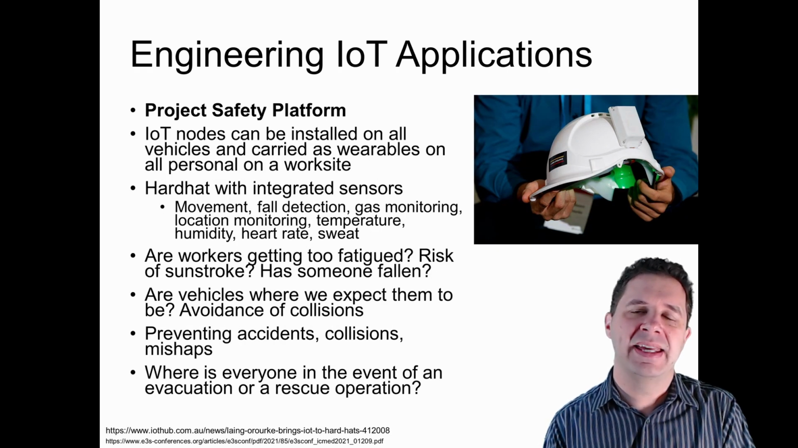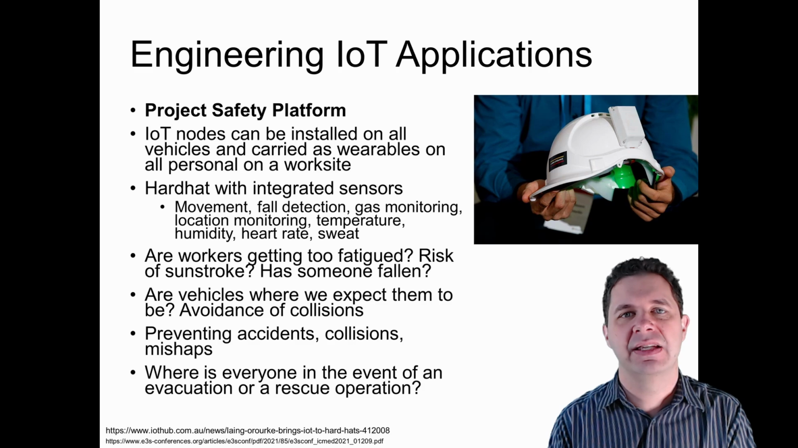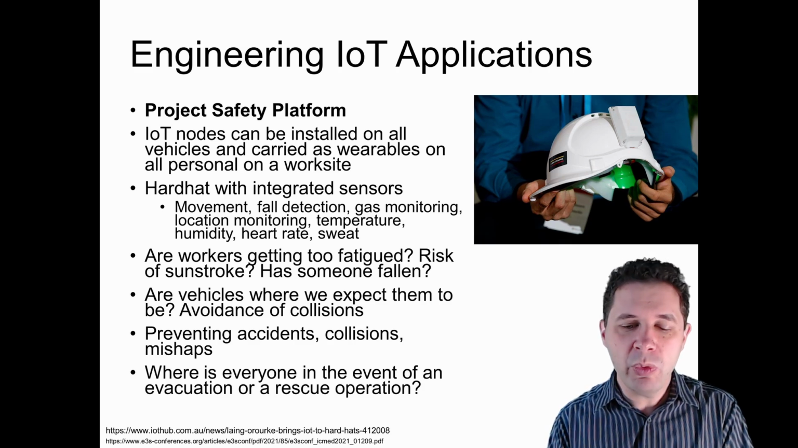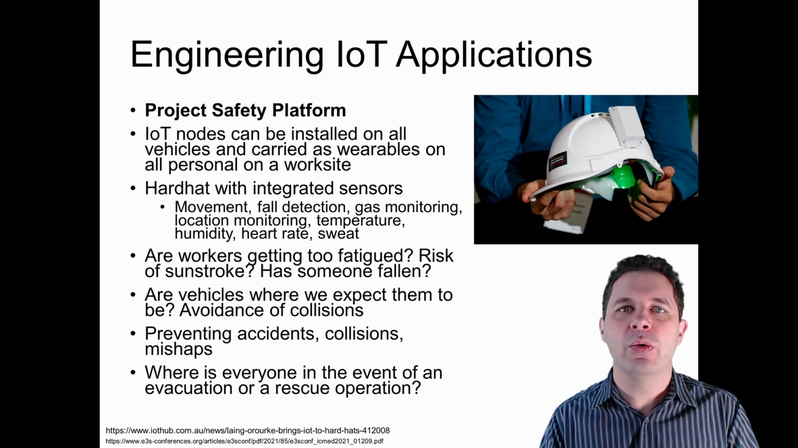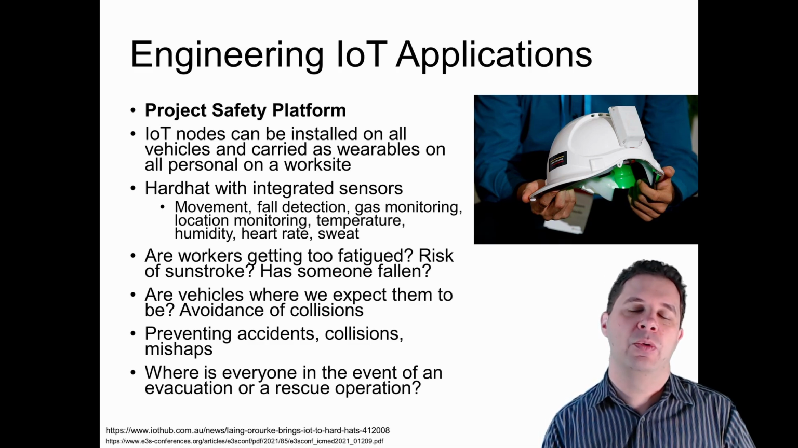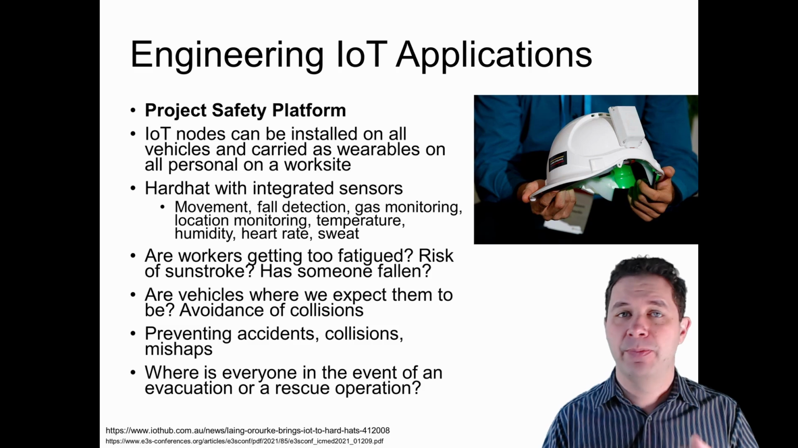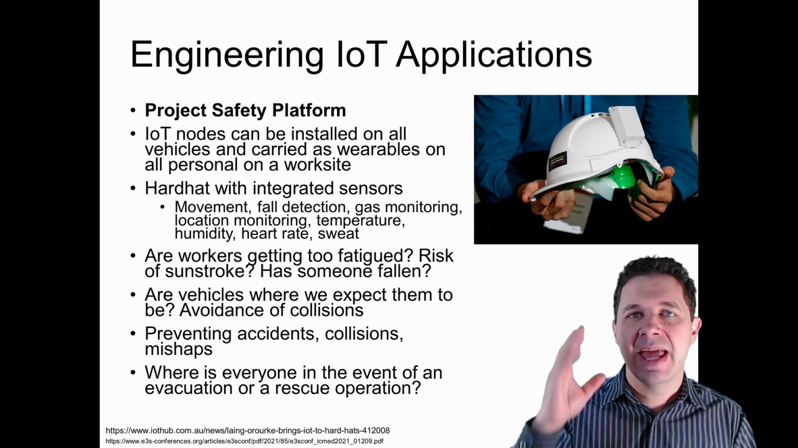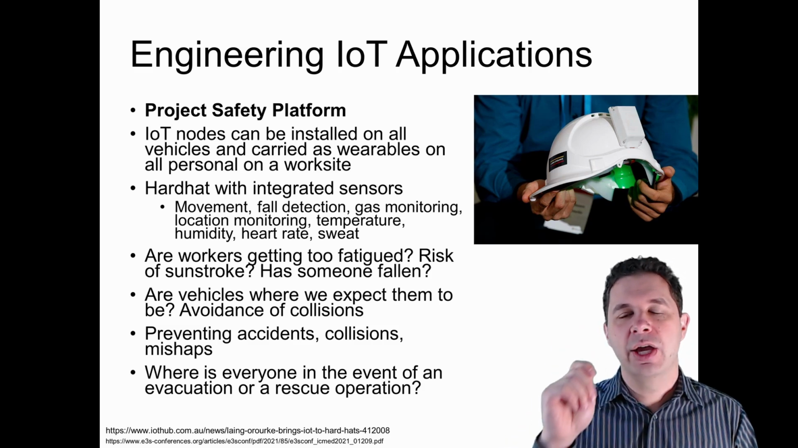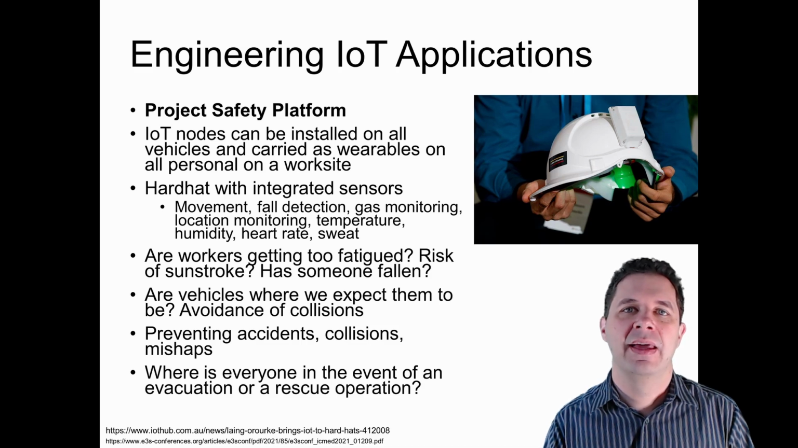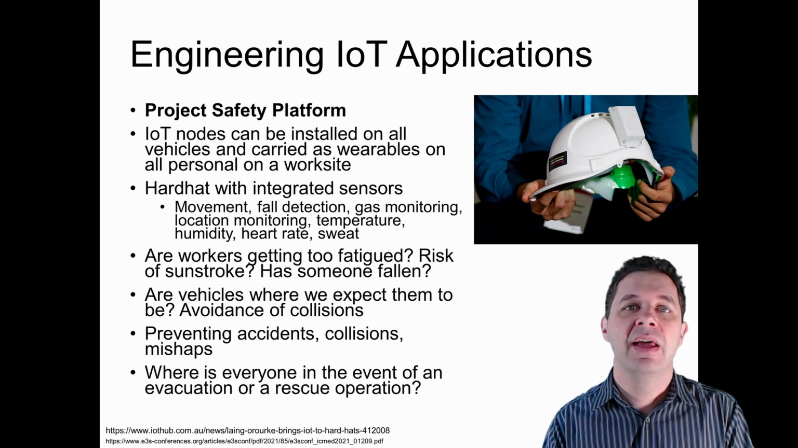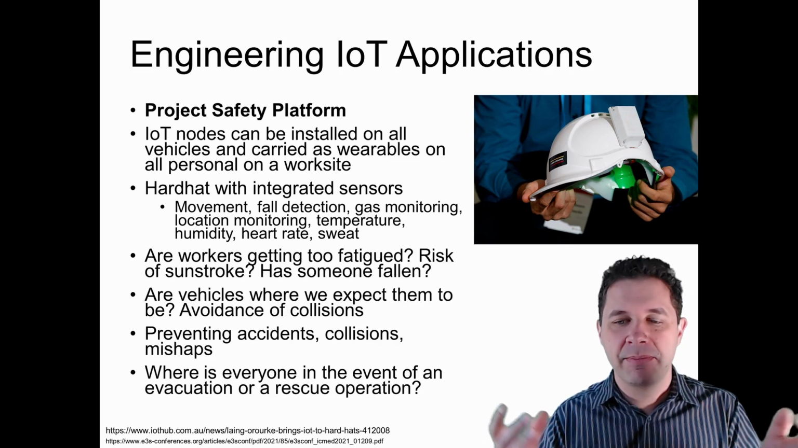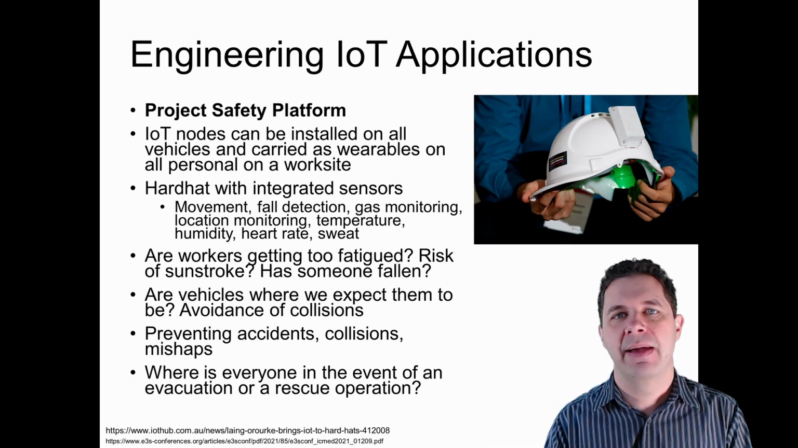Finally, we'll look at IoT applications from a safety perspective within engineering. We could, for example, put IoT nodes on all our vehicles and all our people as wearables within an environment, particularly a dangerous environment. For example, there's this hard hat here where you can have a whole lot of integrated sensors in there. Things like movement sensors to make sure people are actually moving about and they haven't succumbed to dangerous gases and dropped dead, for example.